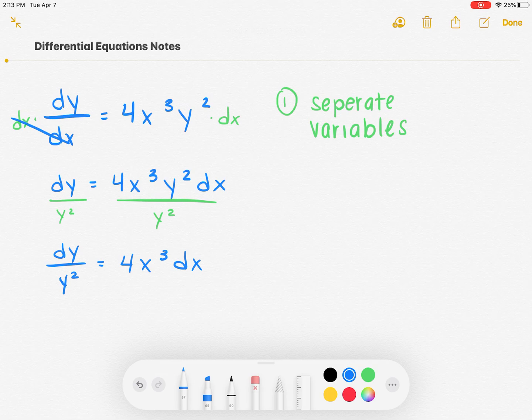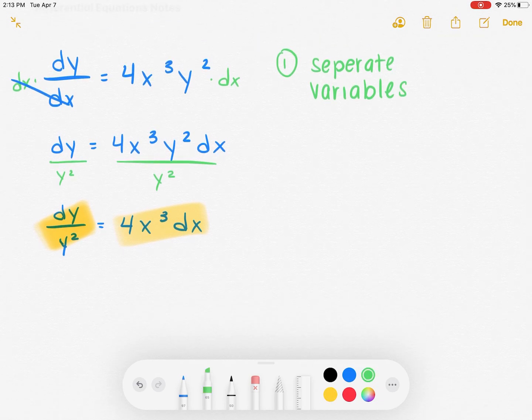So now I can see that both of my variables are on separate sides of the equation. I have y's on this side, I only have x's on this side. So I'm in a good situation to start taking my antiderivative. Before I do that though, I want to rewrite this dy over y squared just because it's ugly.